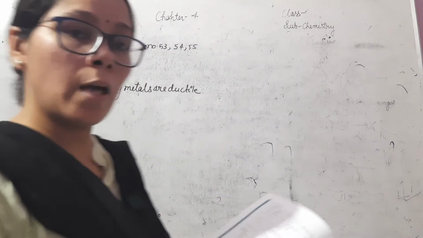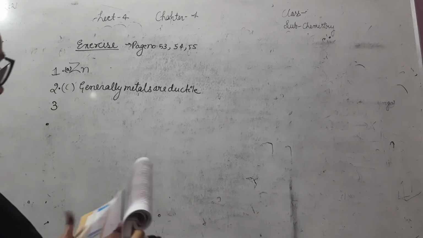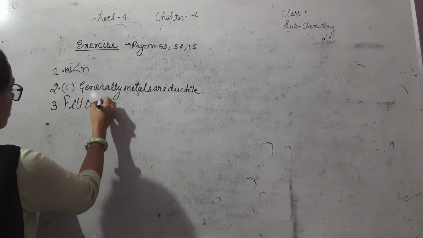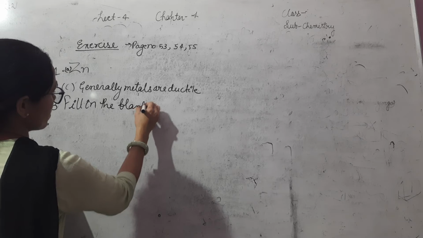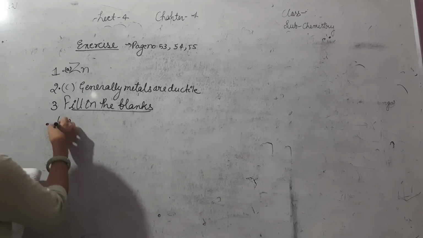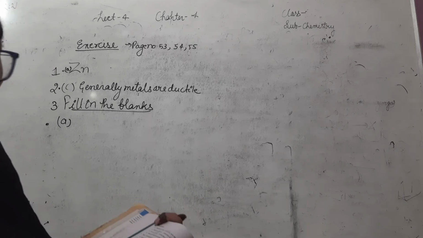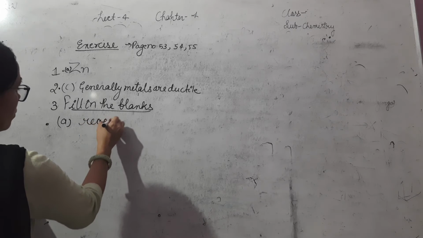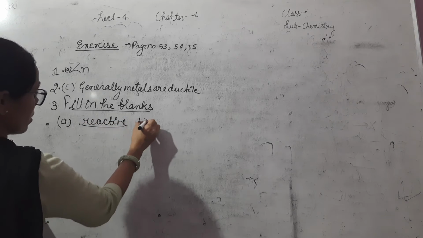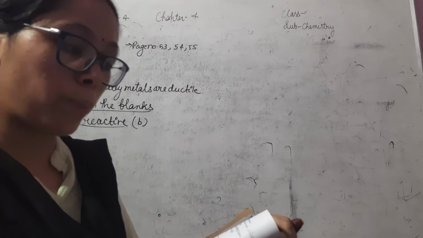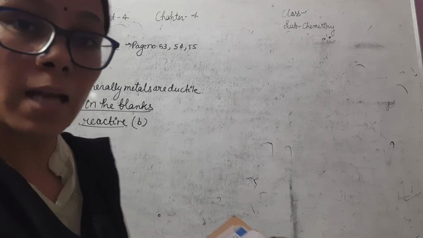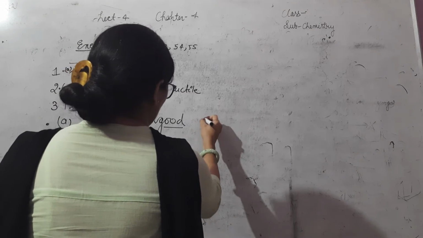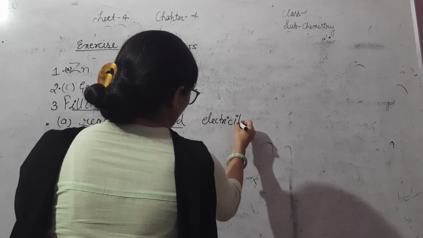The third question is fill in the blanks. In A, phosphorus is a very reactive non-metal. So, the answer is reactive. B, metals are blank conductor of heat and blank. Metals are good conductor of heat and electricity. So, the answer is good and electricity.